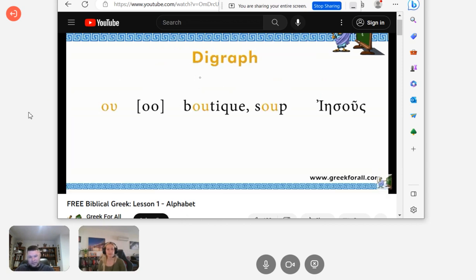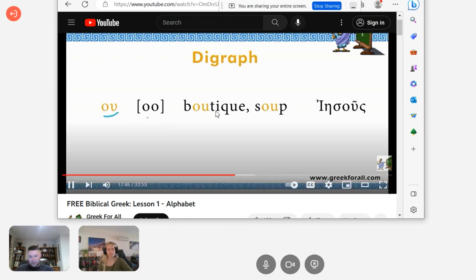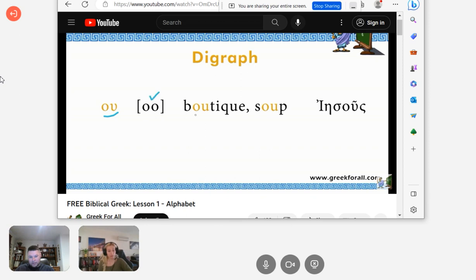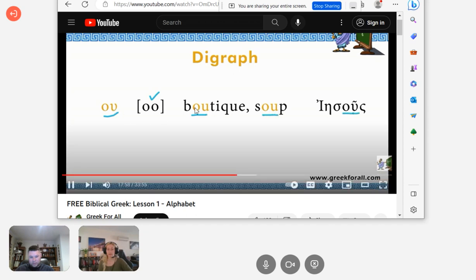And the last little nuance we need to learn about the diphthongs, it is a digraph U. It is not a diphthong O, it is a digraph U. It gives us one sound U, as in the word boutique or the word soup. And the Greek example is the word Iesus. By the way, can you explain the difference between diphthong and digraph?